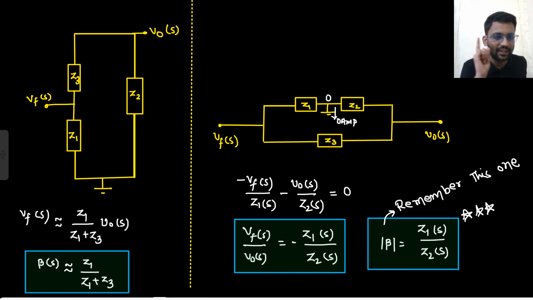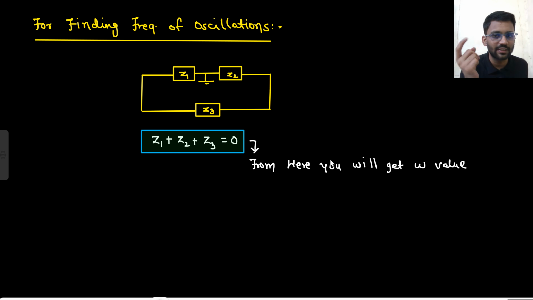But if the examiner is asking you the value of beta, then what you are going to do? You are going to see here 0 minus VFS divided by Z1S, 0 minus V0S divided by Z2S. VF by V0 will be your beta. And if they are asking you the frequency of oscillations, you will just go into the loop. In the loop, whatever the impedance are connected, add them up, put equals to 0. That's it. You will get the frequency of oscillations from there. Okay, you will get the omega value.